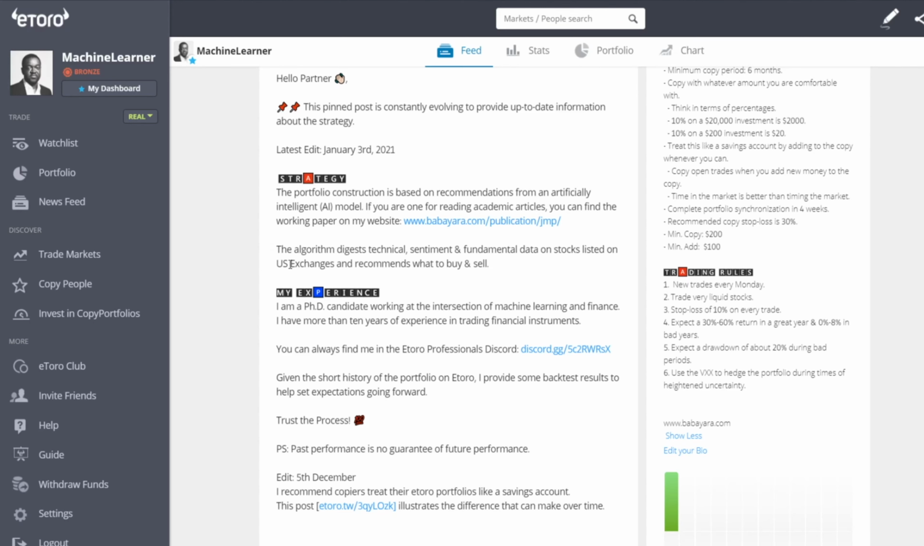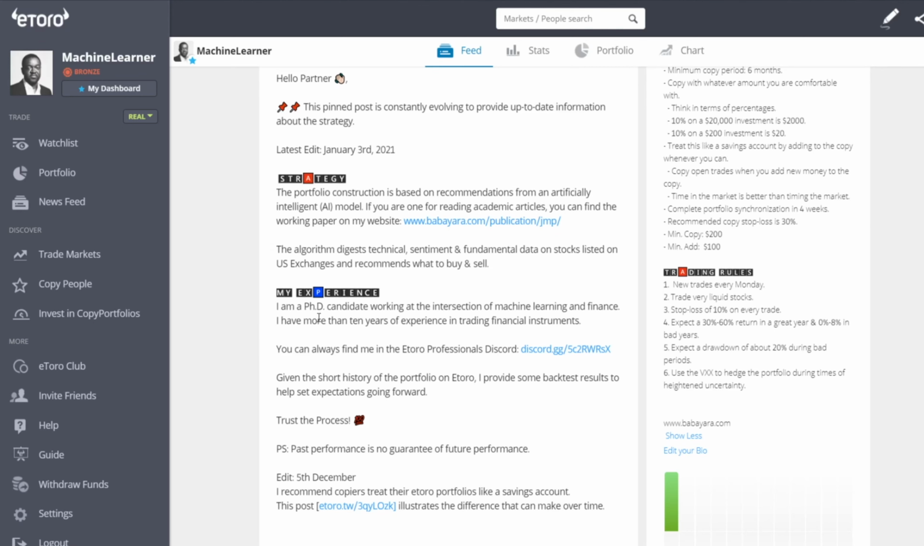The high-level idea is that the model digests technical data, sentiment data, and fundamental data on each stock listed on U.S. equities, so U.S. exchanges, and recommends what we should buy and what we should sell. So for now, we just do buy. But going forward, we'll start considering selling certain stocks during certain periods to act as a natural hedge against the portfolio, so against red days or prolonged red periods.